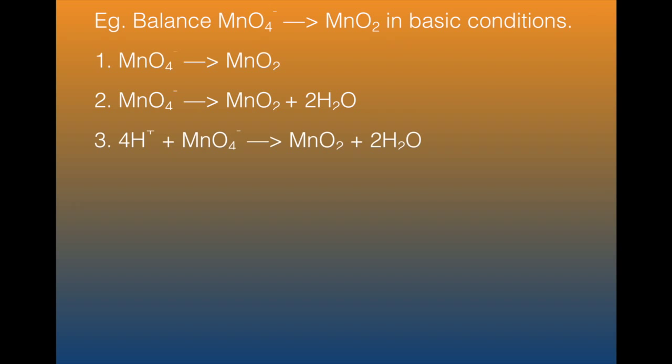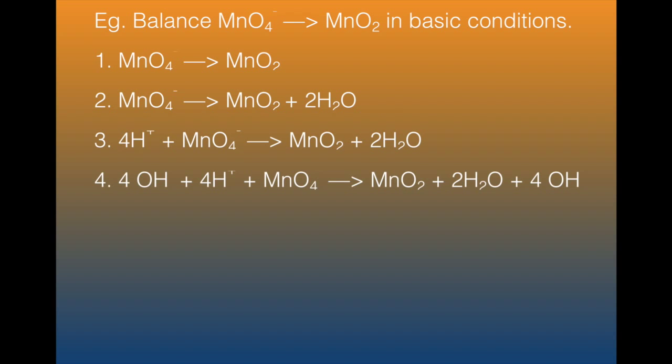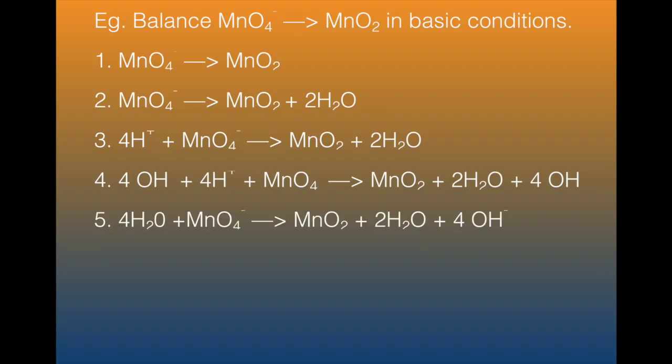3. We balance the hydrogens. 4. We add OH minus to both sides. There's 4H plus on the left, so we add 4OH minus to the left plus 4OH minus to the right. 5. We add on the left the 4OH minus and the 4H plus together to form water, and obviously there's no H pluses on the right, so nothing cancels.